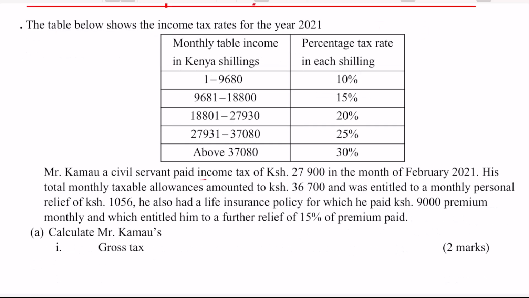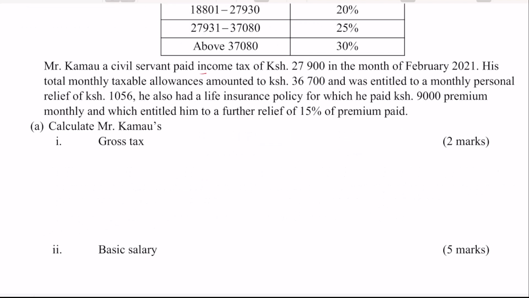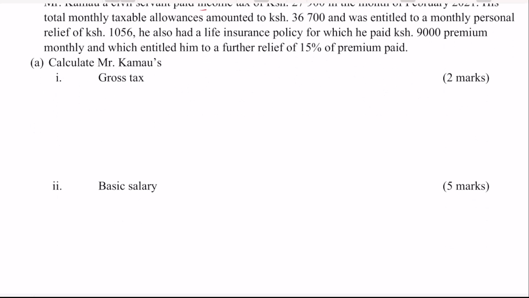Mr. Kamau, a civil servant, paid income tax of 27,900 in the month of February 2021. His total monthly taxable allowances amounted to 36,700 and he was entitled to a monthly personal relief of 1,056 per month. He also had a life insurance policy for which he paid 9,000 premiums monthly, which entitled him to a further relief of 15% of the premium paid. Part A, calculate Mr. Kamau's 1. gross tax, that is 2 marks, 2. basic salary, that is 5 marks.